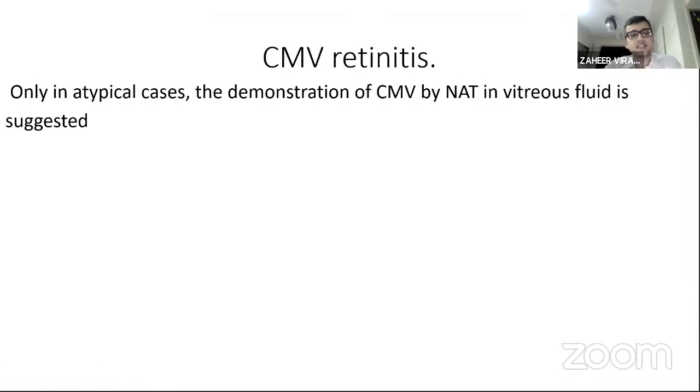Now, CMV retinitis is a diagnosis made by a good ophthalmologist. It is known as a scrambled eggs and sauce appearance. And only in atypical cases, one does a CMV nucleic acid test on the vitreous fluid. We had one case who presented with disturbances in vision and fever, and he ended up having CMV retinitis, and this was diagnosed on the basis of ophthalmology.